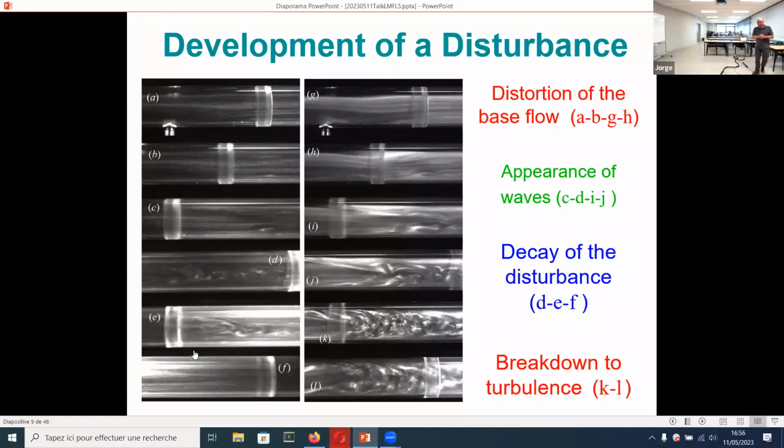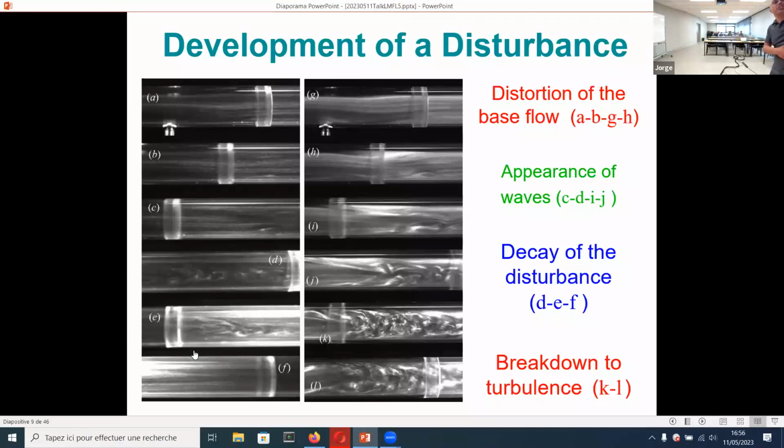In fact, most of the experiments we did at the time used a hole through the pipe wall. And here on the left, I show you what's happening if you do a suction here. Reynolds number is 2000. If you make a suction using a syringe, for example, you can distort the base flow. Eventually, the base flow will create some vortices in the corners.